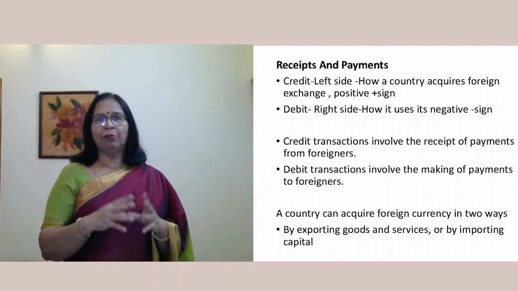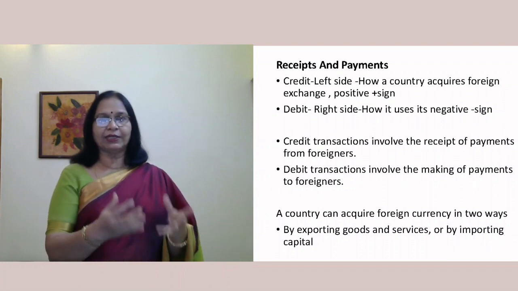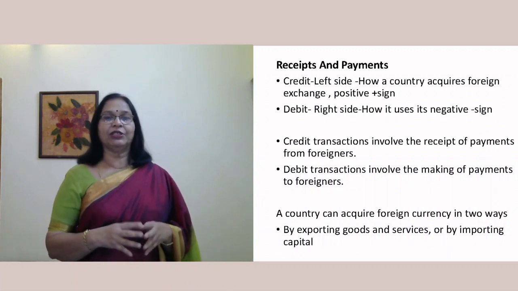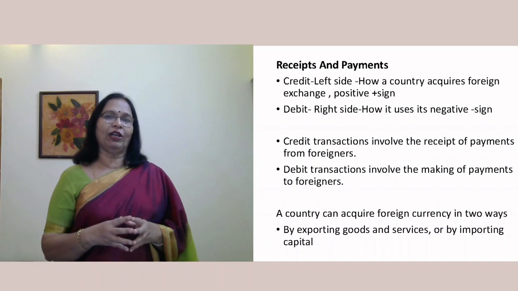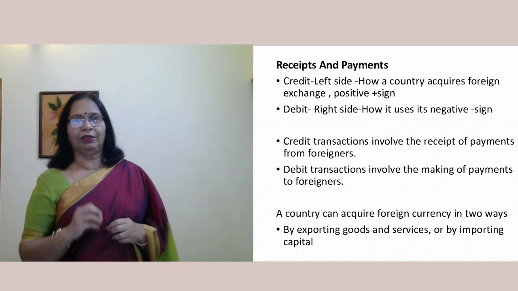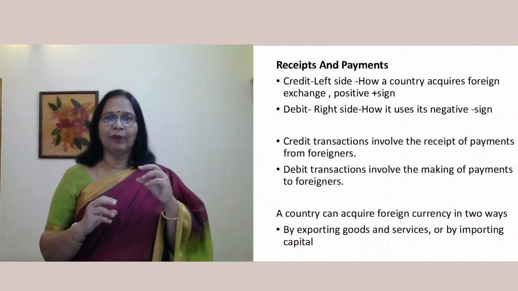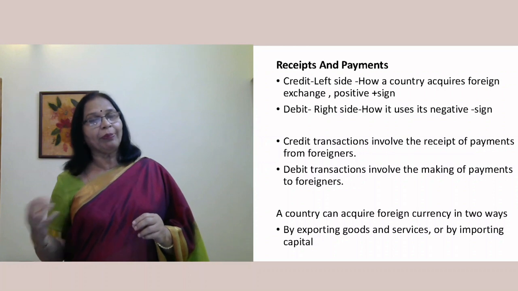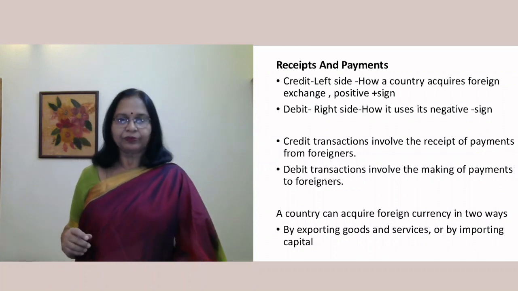Now, there are two ways in which a country can acquire foreign exchange. One is it can sell commodities to the world market and therefore acquire foreign exchange. The other way of acquiring foreign exchange is by importing capital from other countries. So the export and import is on one side, and importing of capital is on the other.